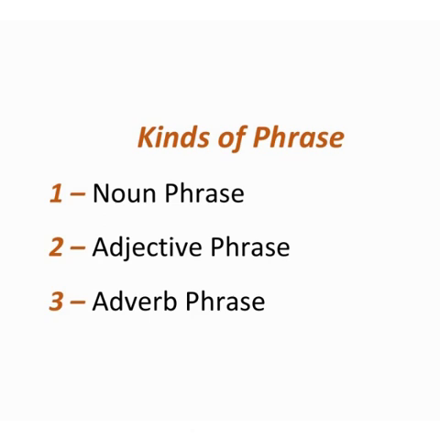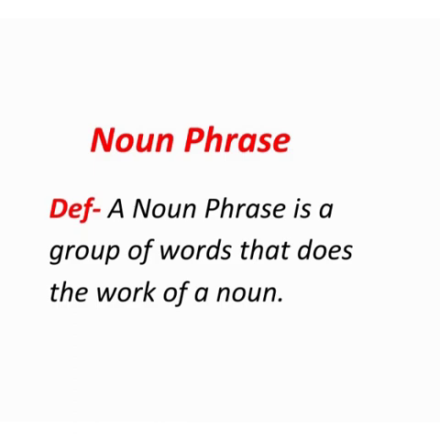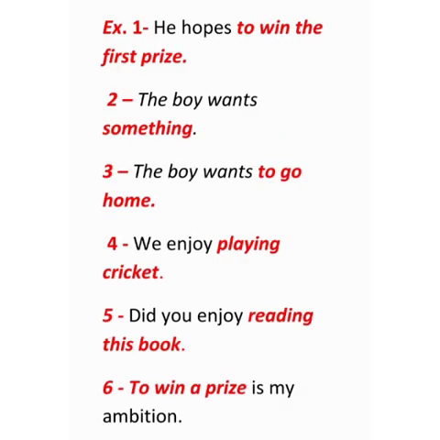What are those? First one is called noun phrase. So with the heading noun phrase, we can say a noun phrase is a group of words that makes sense and works as a noun, that does the work of a noun. How? Let's see. He hopes to win the first prize. So here, to win the first prize is working like a noun.